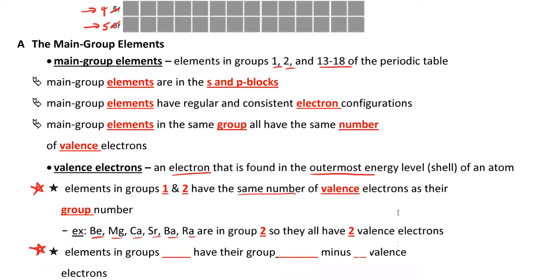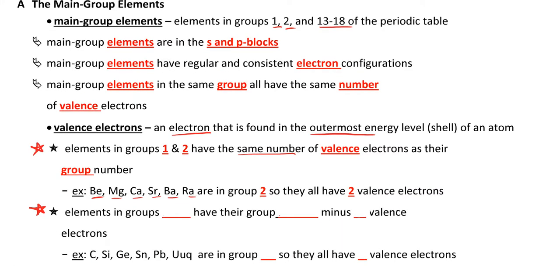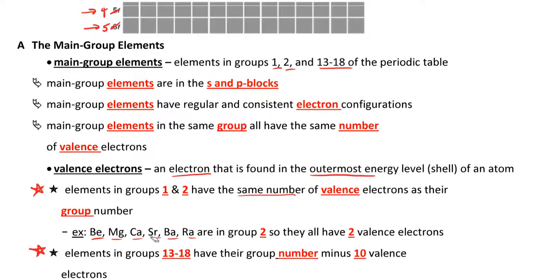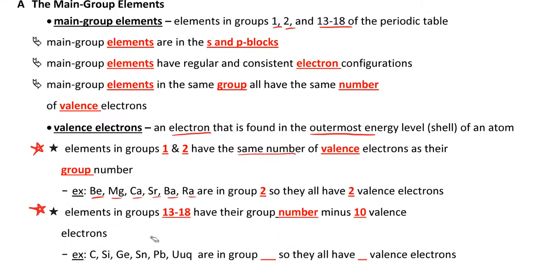Okay, so if I were to ask you how many valence electrons the elements in group 2 have, the answer is very easy because they're main group elements, and it's just equal to the group number. Now another shortcut, elements that are in groups 13 through 18 have their group number minus 10 valence electrons. So for example, carbon, silicon, germanium, tin, lead, and ununquadium, I think is what that is. You don't have to worry about that one probably ever. But they're all in group 14.